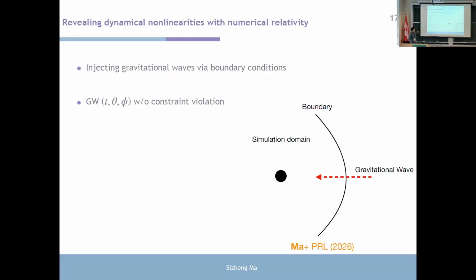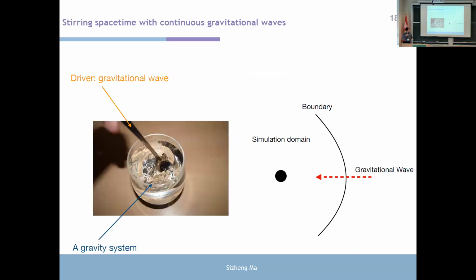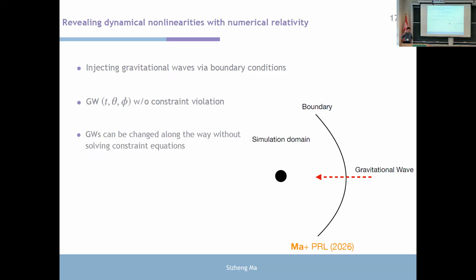And in our setup, we can specify this gravitational wave to be any function of time and the spatial coordinates at the boundary without introducing any constraint violation. As a result, we can actually change those gravitational waves as the simulation proceeds. For example, we can inject a gravitational wave for some time, then turn it off and then turn it back on after a while.